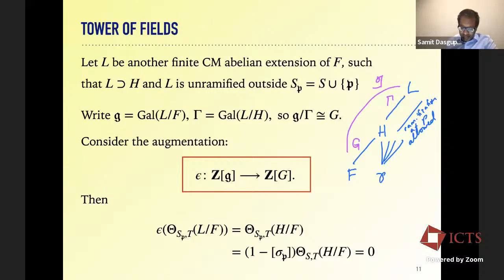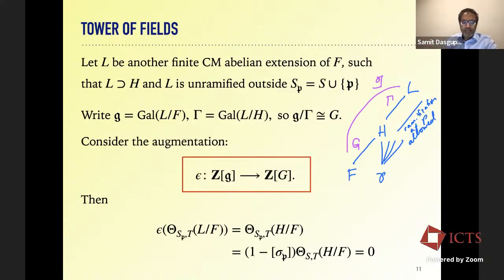Then what happens if I look at the image of this under the augmentation map? By the functorial properties of L-functions, it's very easy to check, just by looking at the definitions, that the augmentation of theta S_P,T of L over F is just the theta S_P,T of H over F. But now H over F doesn't require S_P as my smoothing set for theta. I'm allowed to take just theta S,T, because H is ramified only at the primes in S. There's no ramification at P. And the relationship between theta S_P and theta S is that you're just removing an Euler factor. That's the definition of the smoothing: you remove the Euler factors at that prime.